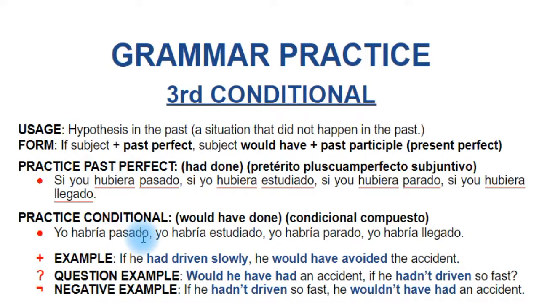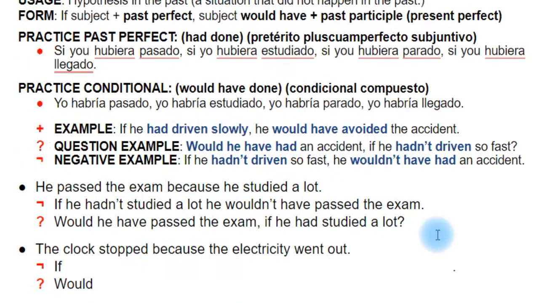Yo habría pasado, I would have passed. Yo habría estudiado, I would have studied. Yo habría parado, would have stopped. You have to use, of course, the past participle. Yo habría llegado, I would have arrived. Good. Let's take a look at some examples: affirmative, questions, and negative.